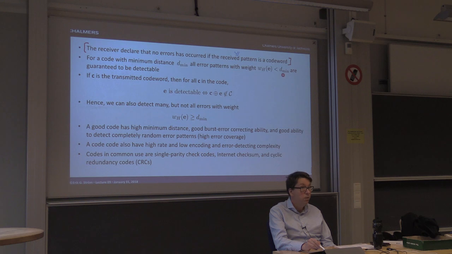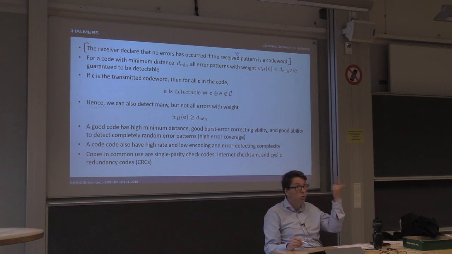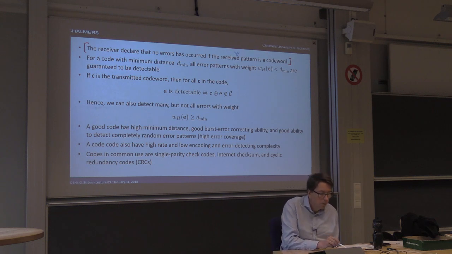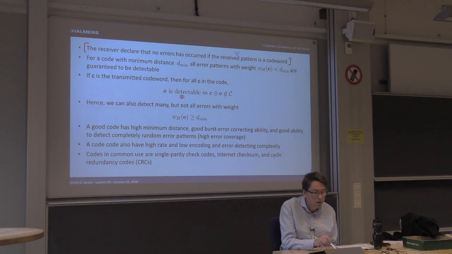So if d-min is 3, for instance, we can catch all 1-bit error patterns and 2-bit error patterns, right? If d-min happens to be 4, we can also catch all the 3-bit errors. All of those patterns, right? Okay. So if C is the transmitted code word, then for all C in the code, we say that E is detectable if C plus E is not a code word.